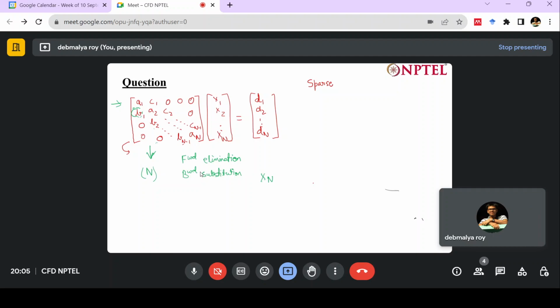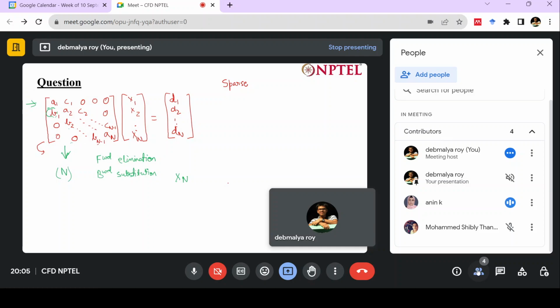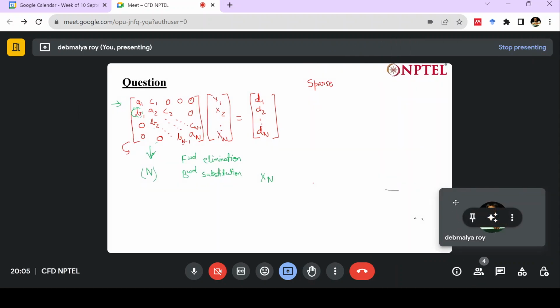Okay, sir. But in the assignment, it was written as: what will be the backward elimination algorithm for the computer code? I don't understand what they mean by backward.